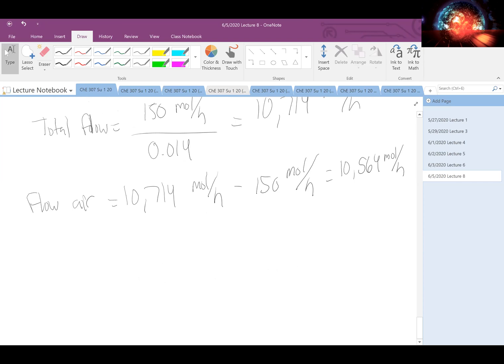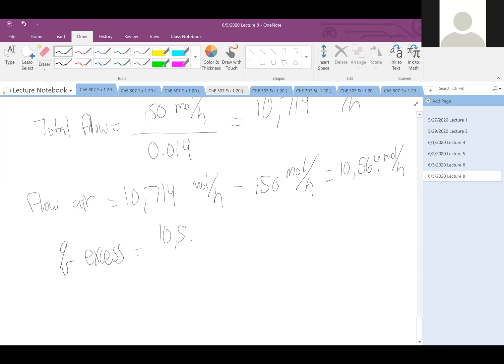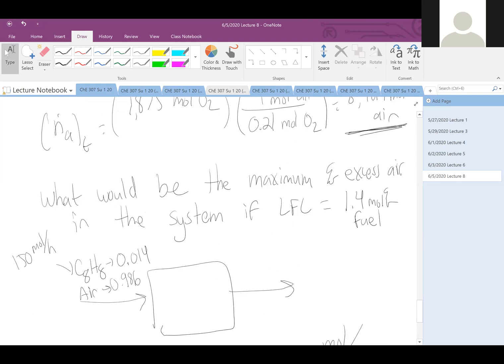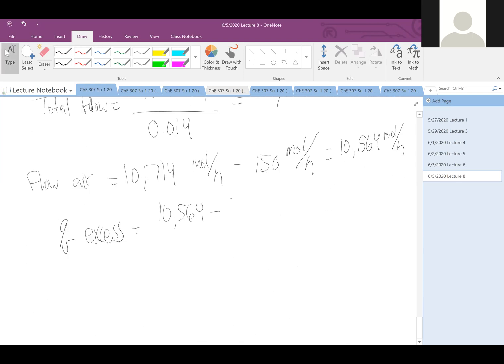So the percent excess that we could have would be that 10,564 minus the theoretical minimum, which was 8,929, over 8,929. Or 0.183, or 18.3% excess.